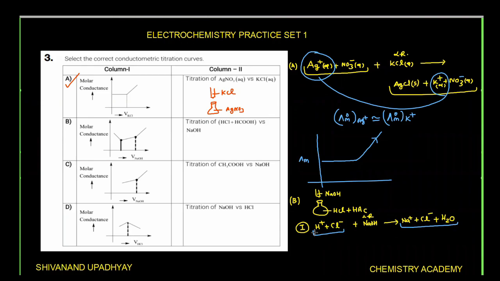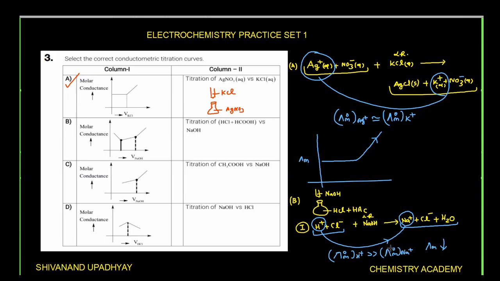Cl minus is common. So we can say that lambda m of the system is changed because H plus ion is replaced, or substituted, by Na plus ion. And we know that lambda m naught for H plus ion is very large with respect to lambda m naught for any monovalent cation, like Na plus ion, right? So because of that, when this titration goes on, initially lambda m should decrease, because H plus ion is substituted by Na plus ion.